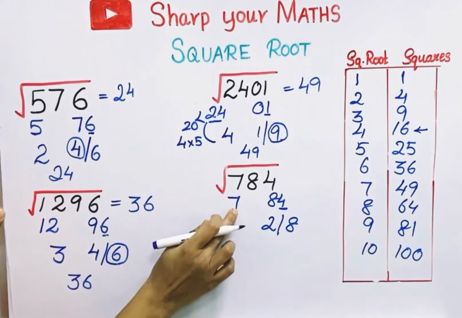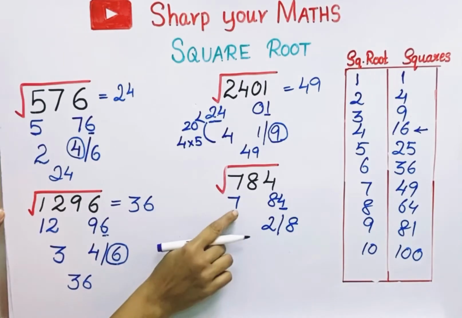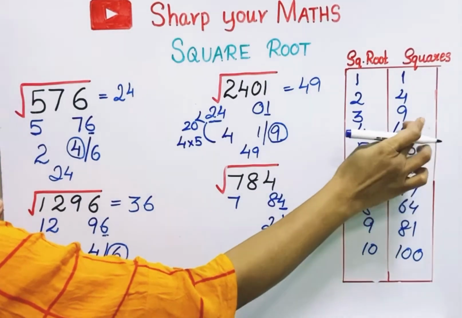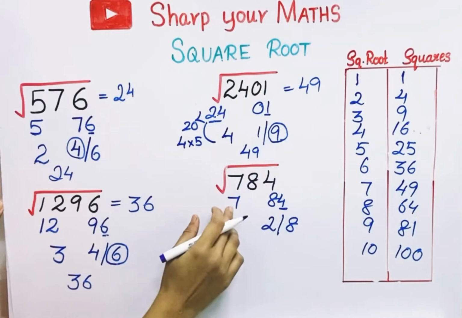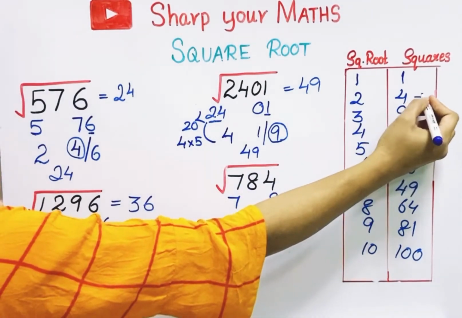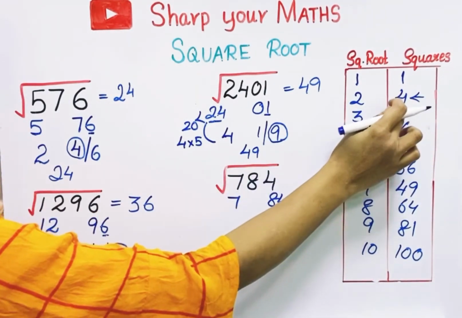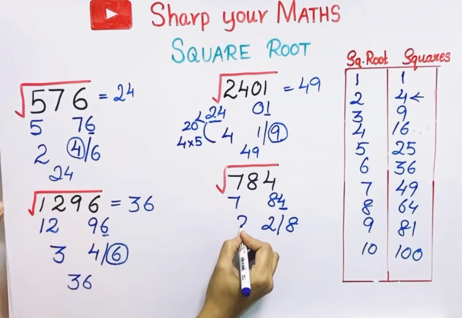Then the 7. Take the 7, it's close to which square? 7 is close to 9, but we should not take the bigger number. We should take the lesser number. So it's 4. 7 is close to the square 4. Take its square root, 2.